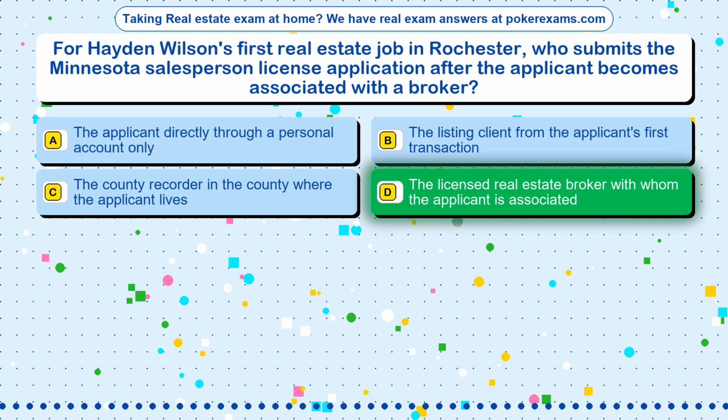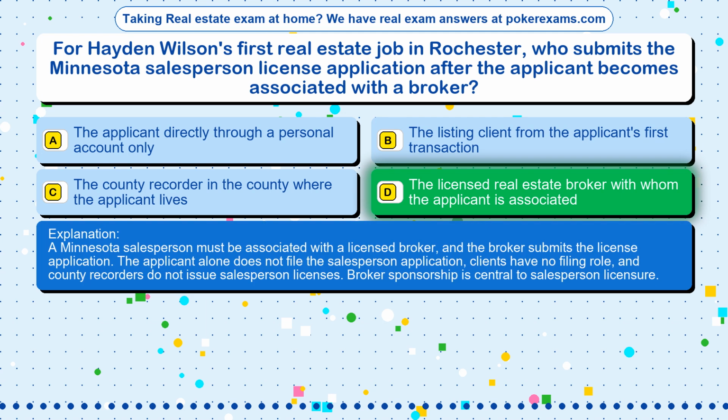The correct answer is option D. The licensed real estate broker with whom the applicant is associated. A Minnesota salesperson must be associated with a licensed broker, and the broker submits the license application. The applicant alone does not file the salesperson application, clients have no filing role, and county recorders do not issue salesperson licenses. Broker sponsorship is central to salesperson licensure.